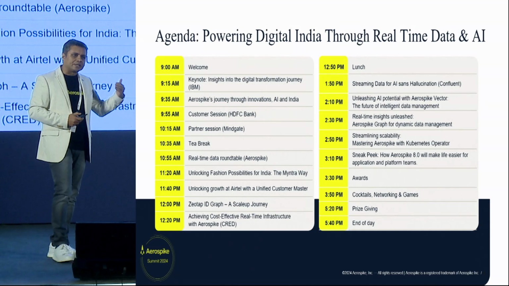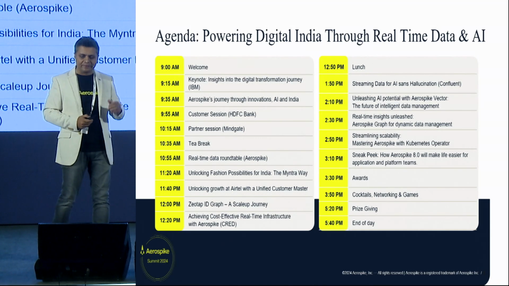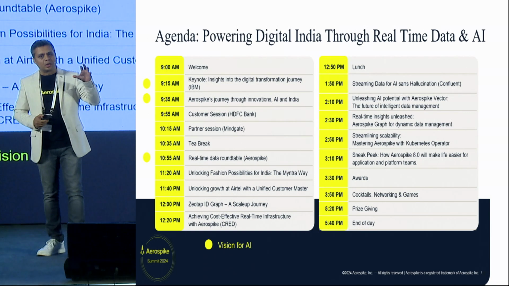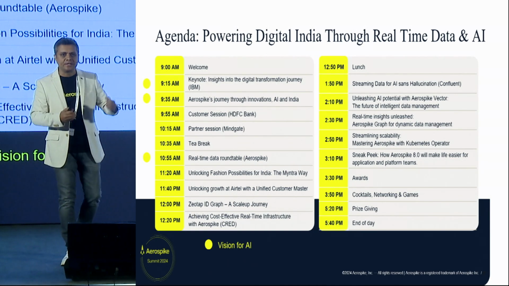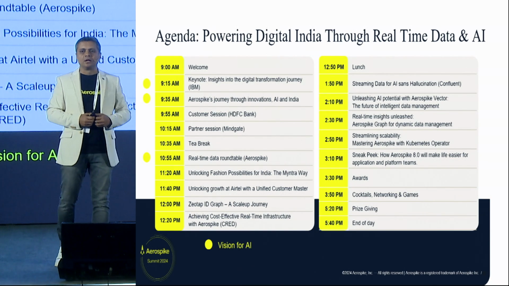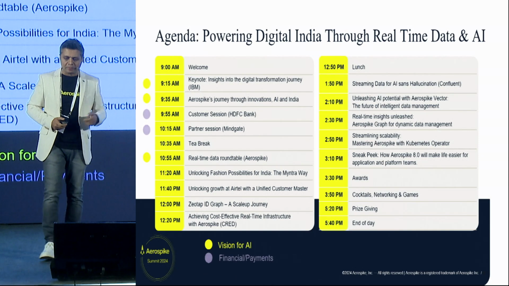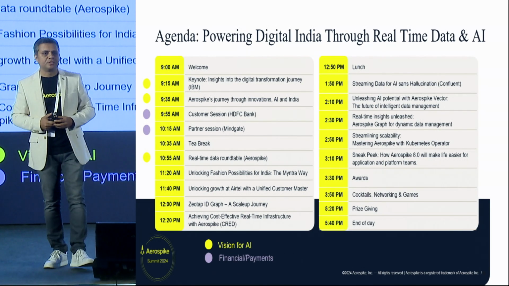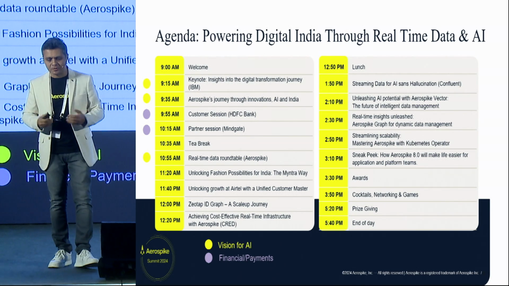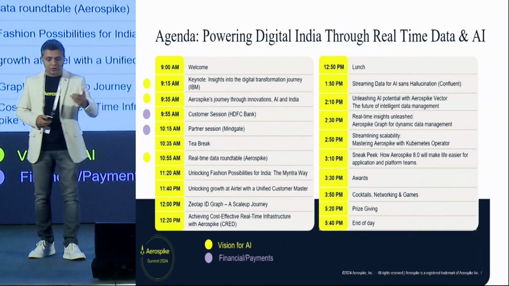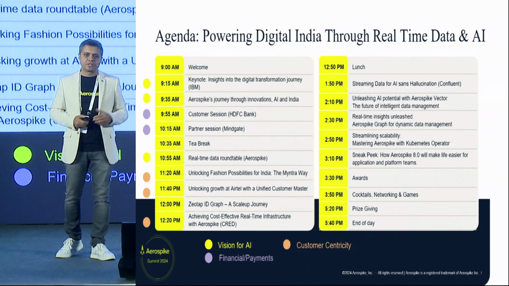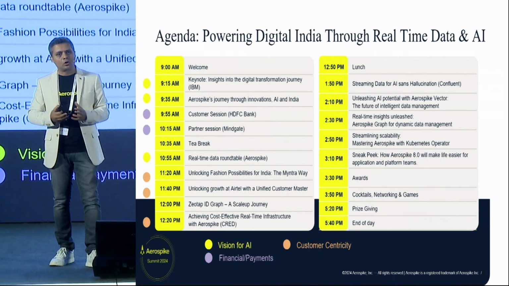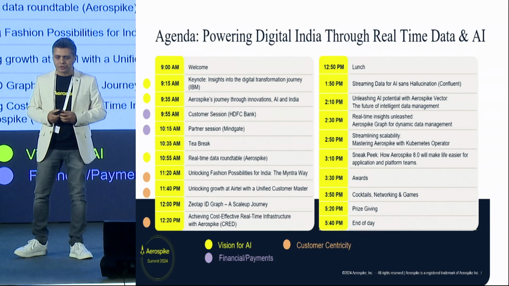In terms of the agenda, we have 4 or 5 key themes around it. After this welcome, we have a keynote, which starts the Vision for AI series. We'll have a few talks around that, which will be followed by sessions on financial payments. We have Ramesh from HDFC, the global CIO of HDFC, who will be speaking here. We'll follow the financial payments track with a series of sessions on customer centricity, where customers will talk about their AI journey, their Aerospike journey, and so on.